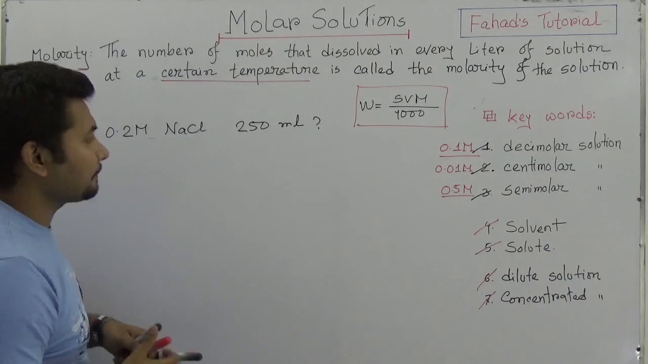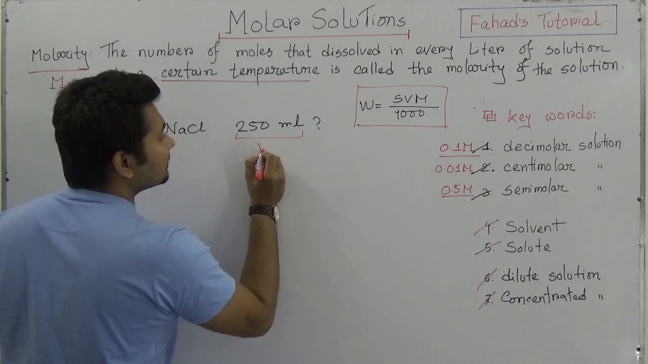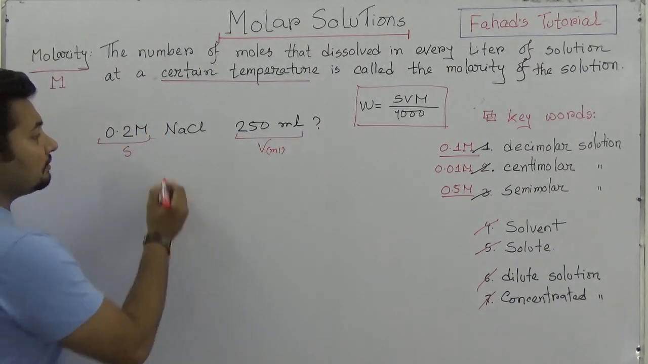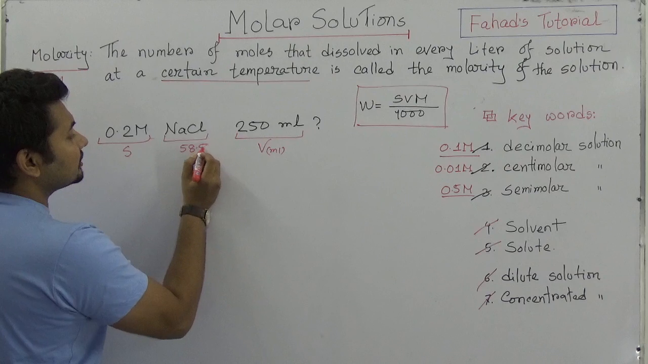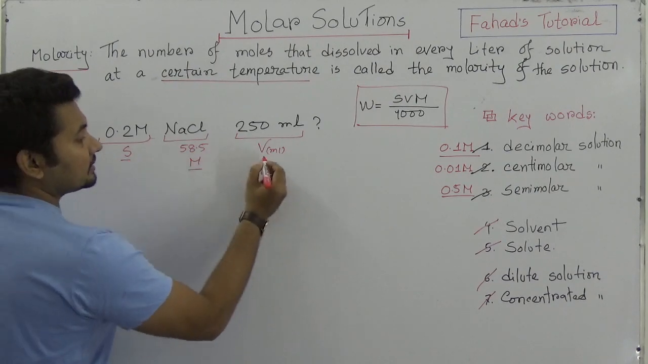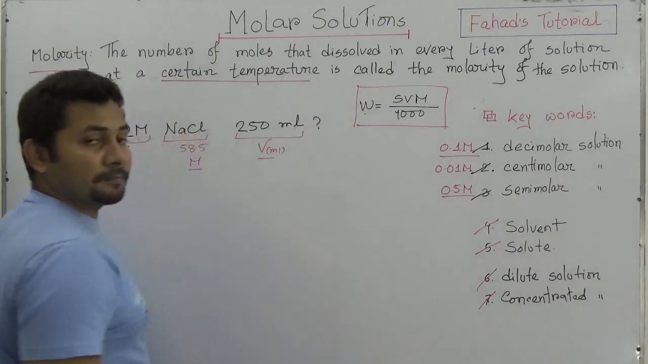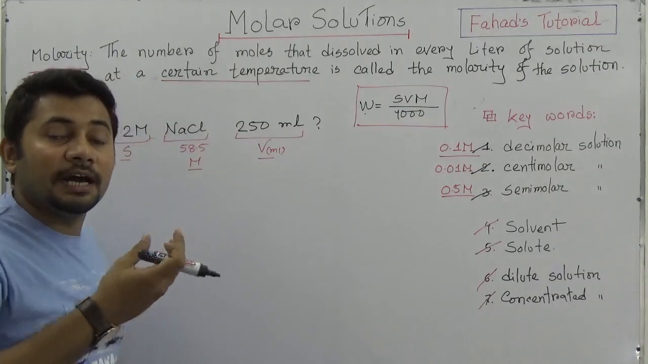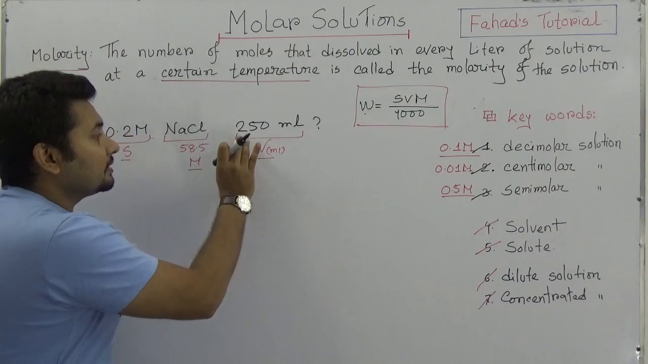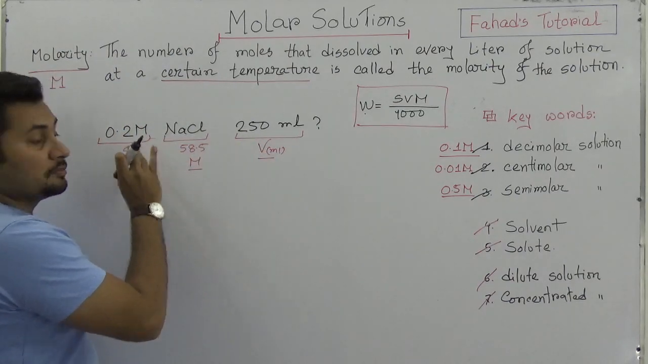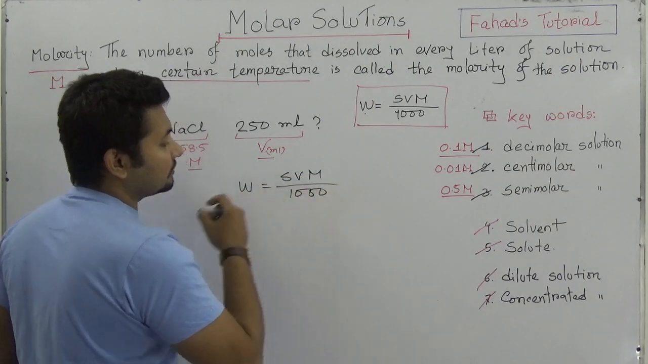What is given? 0.2 molar is S. 250 ml is the V in milliliter. Now I find the sodium chloride. We just did earlier that the molecular mass is 58.5. So S and V are given, and I need to find W, because I need to find how many grams of sodium chloride I need to prepare this 0.2 molar solution. So W equals SVM by 1000.